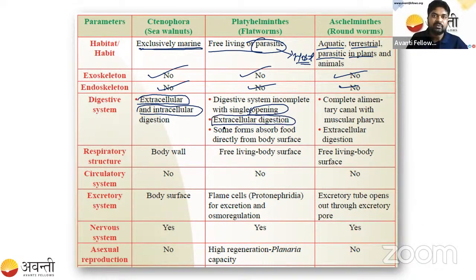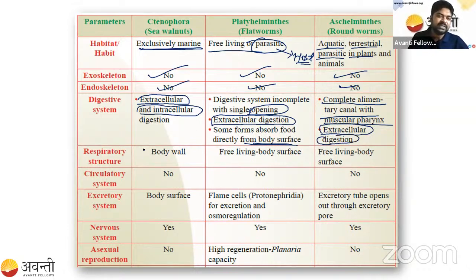Extracellular digestion also happens here. Okay, then what is meant by intracellular digestion? For example, if any parasite uses the host system for nutrients, that is known as intracellular digestion, because they use direct nutrients from that specific organism. Okay, here you can see some forms absorb food directly from the body surface. Okay, so we already discussed it. Next one, here you can see the complete alimentary canal present with a muscular pharynx in case of roundworm. Here you can see the extracellular digestion.